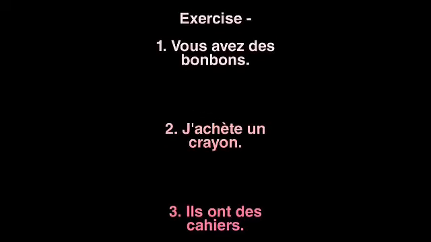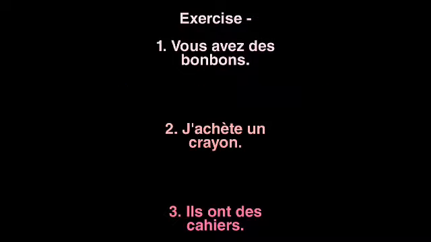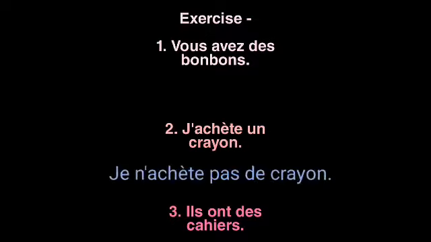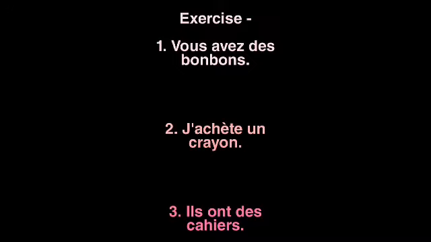Now, the end part is your exercise. Firstly, vous avez des bonbons. It will become vous n'avez pas de bonbons. Second, j'achète un crayon. What will it become? Je n'achète pas de crayon. Okay, because it has an indefinite article. Ils ont des cahiers. Ils n'ont pas de cahiers in the negative sentence.